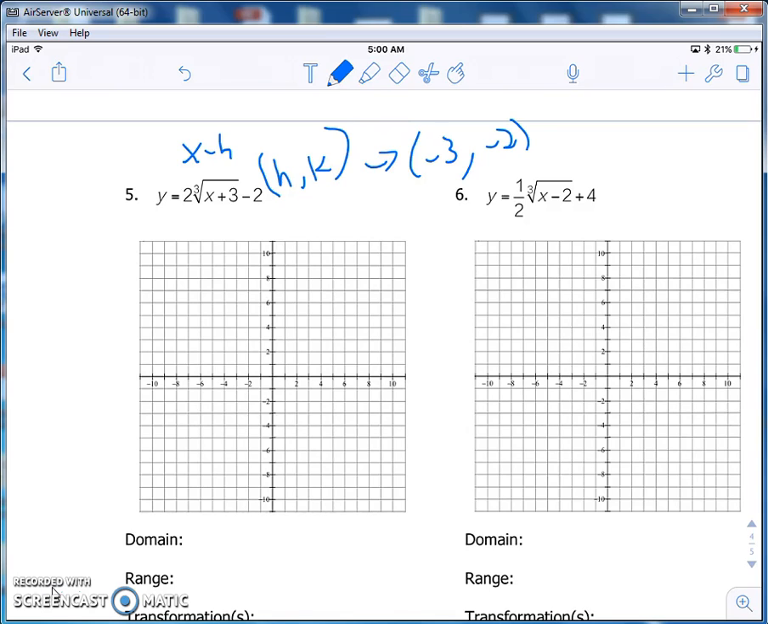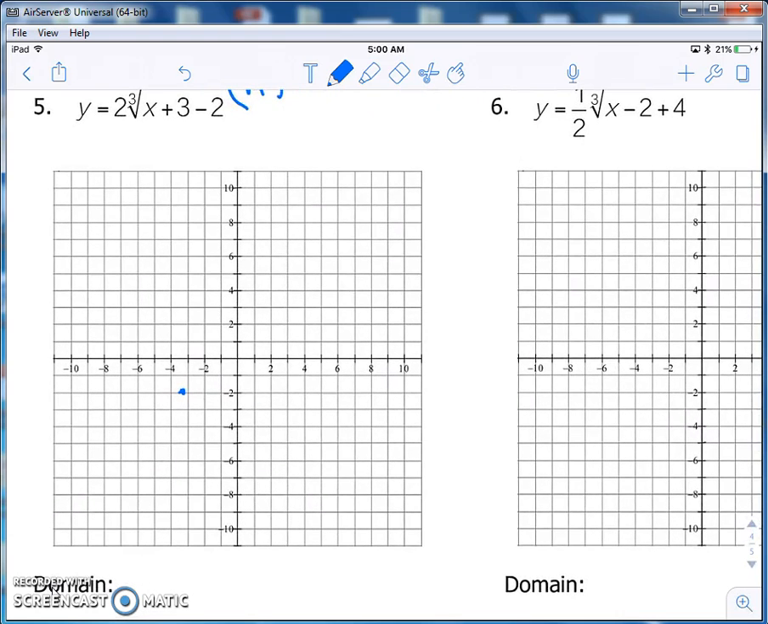This is not called a vertex, but it would be a point of inflection. So negative 3, negative 2 is down here. And this is kind of our starting point for our graph. The A value, we have a vertical stretch of 2. So our parent function starts at 0, 0, and when x is 1, the cube root of 1 is 1. When x is 8, the cube root of 8 is 2. So it looks something like that. Ooh, I totally missed that. Try again.